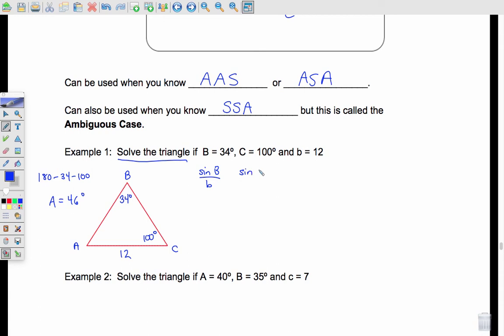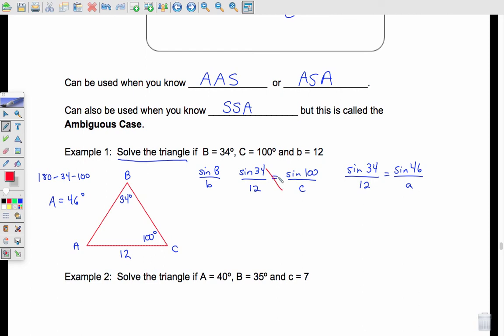All right, we're going to write one equation to find each angle. So the sine of 34 over 12 is equal to the sine of 100, which is angle C, over side C. And then my other equation is going to start off the same way, the sine of angle B over side B equals the sine of angle A over side A. So we have two equations we're going to solve.